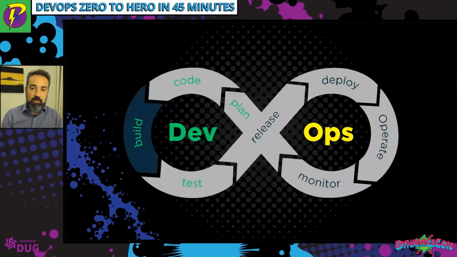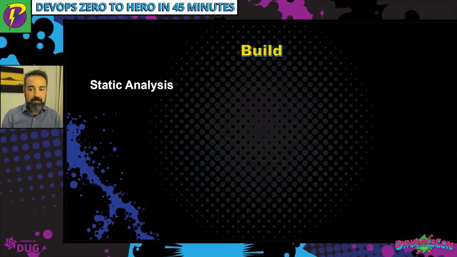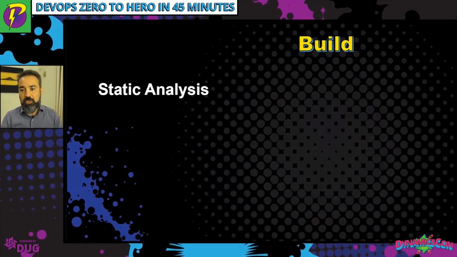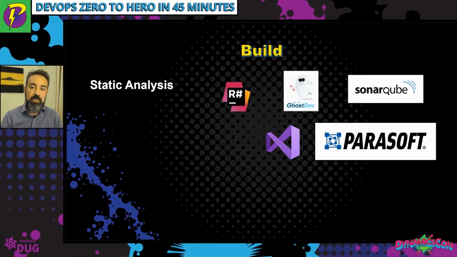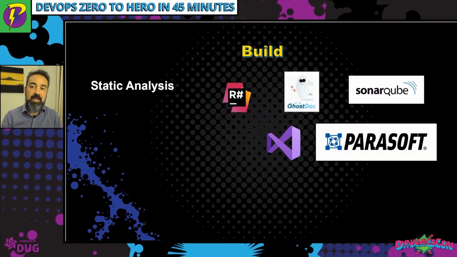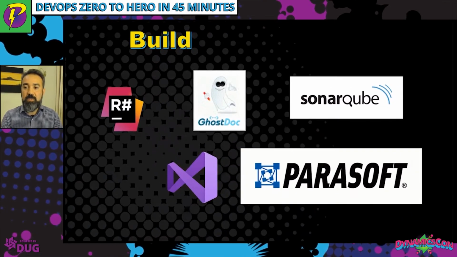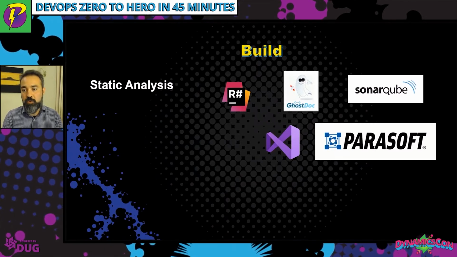Cool. In terms of builds, I always recommend to use static analysis. So when you're building your code, be it code or be it configuration, leverage the tools that are available out there to make sure that what you're building is of high quality. Static analysis always gives you feedback if you're doing something wrong. ReSharper is a very common tool. SonarQube, PowerSoft for security, for example, Visual Studio has its own.